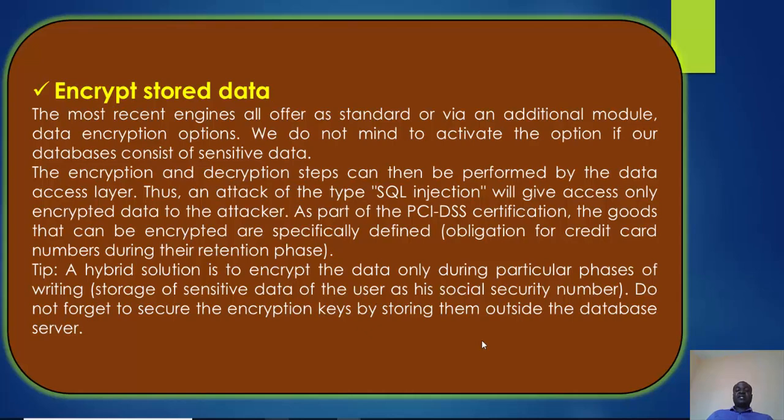As part of the PCI DSS certification, the goods that must be encrypted are specifically defined, such as the obligation for credit card numbers during our retention phase. Another tip is a hybrid solution to encrypt the data only during particular phases of reading, for example, storage of sensitive data of a user such as a social security number. Do not forget to secure the encryption keys by storing them outside the database server.